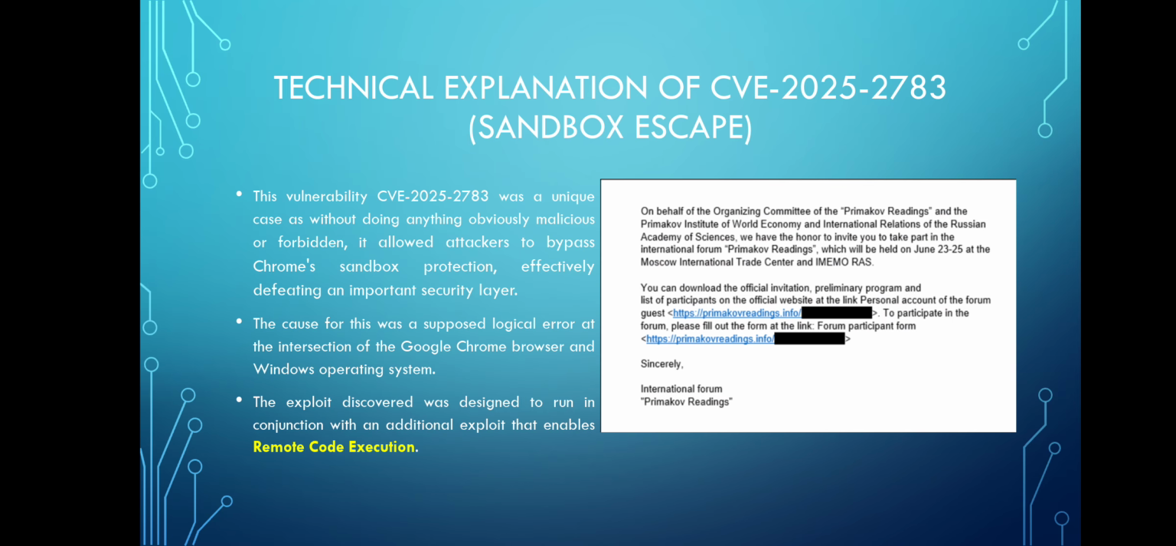This vulnerability was unique because it allowed attackers to bypass Chrome's sandbox protection. Normally, Chrome's sandbox acts as an additional security layer that isolates web pages and prevents malicious code from affecting the rest of the operating system. However, in this case, the attackers were able to escape the sandbox because of a logical error that occurred at the interaction between Google Chrome and the Windows operating system. By bypassing this security layer, the exploit could work together with another exploit that enabled remote code execution, allowing attackers to perform actions that were never intended by Chrome's normal design. This made the attack significantly more dangerous.